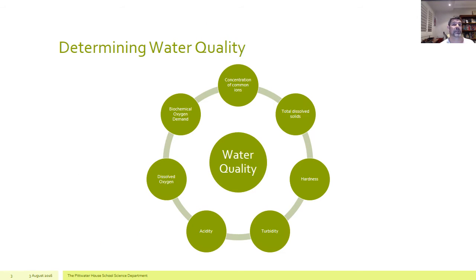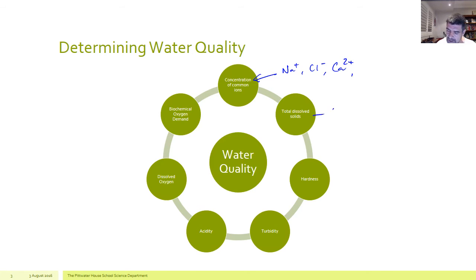So what sort of things do we test in order to determine the quality of water? Well, the first thing we need to look at is the concentration of common ions. So these will be things like sodium ions, chloride ions, calcium ions, and so on. We want to make sure that the concentration of these ions is, generally speaking, relatively low. Obviously, it's different for an ocean to what it is for fresh water, for drinking water. But we check the concentration of the common ions.